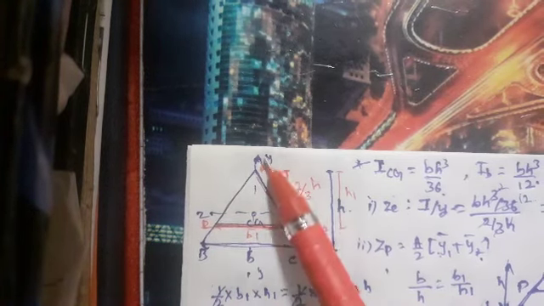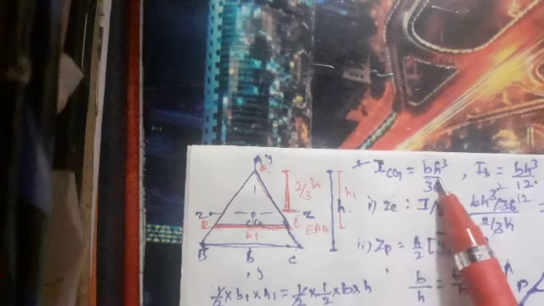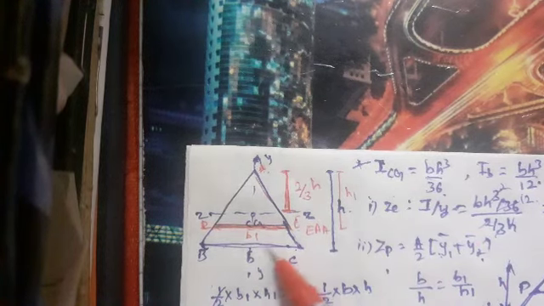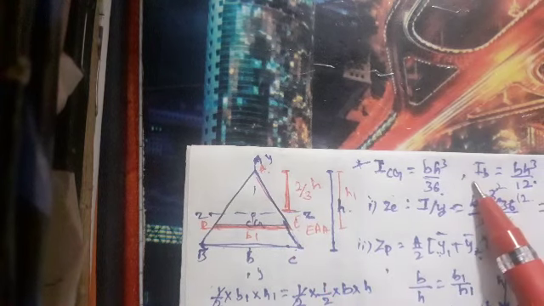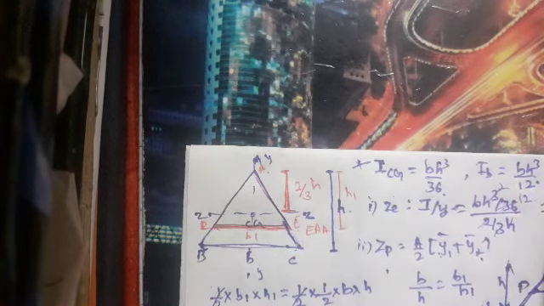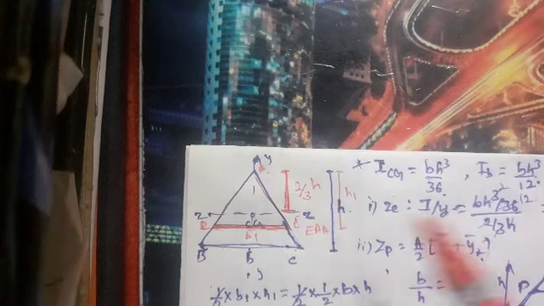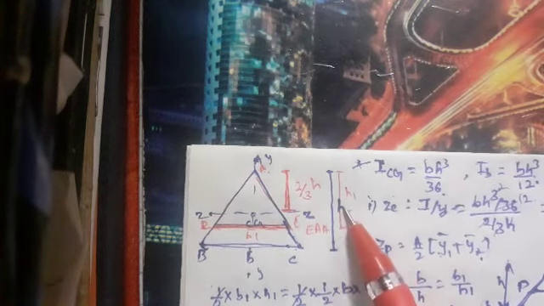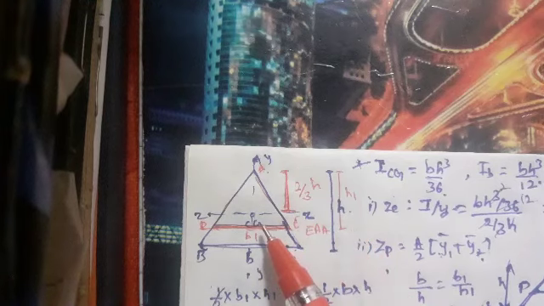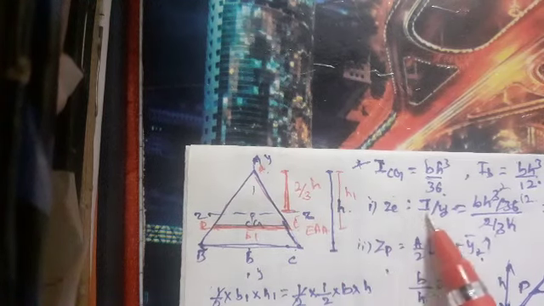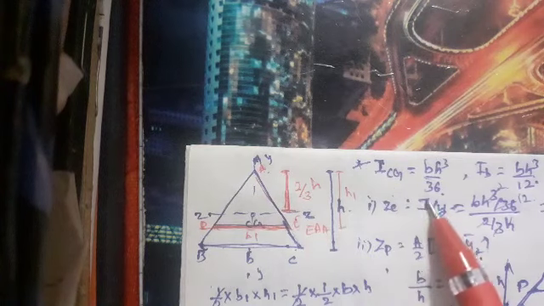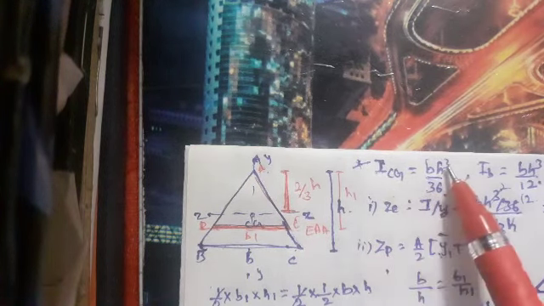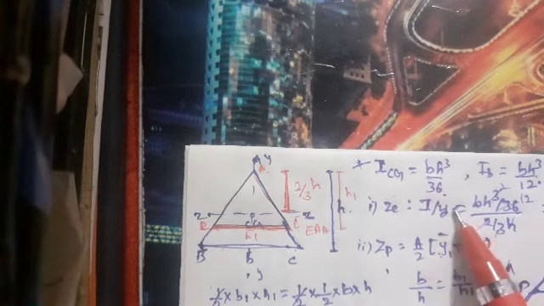about the center of gravity, the moment of inertia is equal to bh cube by 36, and about the base B we have moment of inertia equal to bh cube by 12. Now we'll find ZE and ZP, so that we can find ZP by ZE to get the shape factor. So ZE is equal to I by Y. I is the moment of inertia about the center of gravity, CG, that is BH cube by 36, divided by Y.